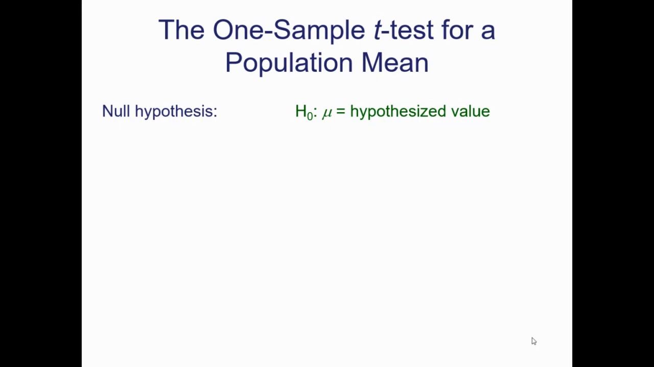Our null hypothesis is that mu equals our hypothesized value. Or if you're dual credit, this could be equals, greater than or equal to, or less than or equal to. As long as it's got the equal to in there, you're good.